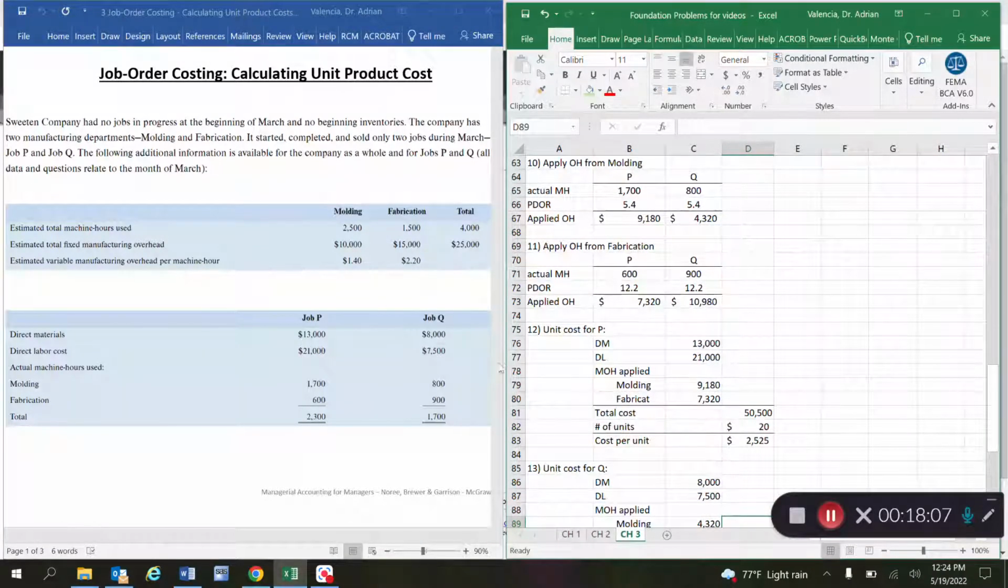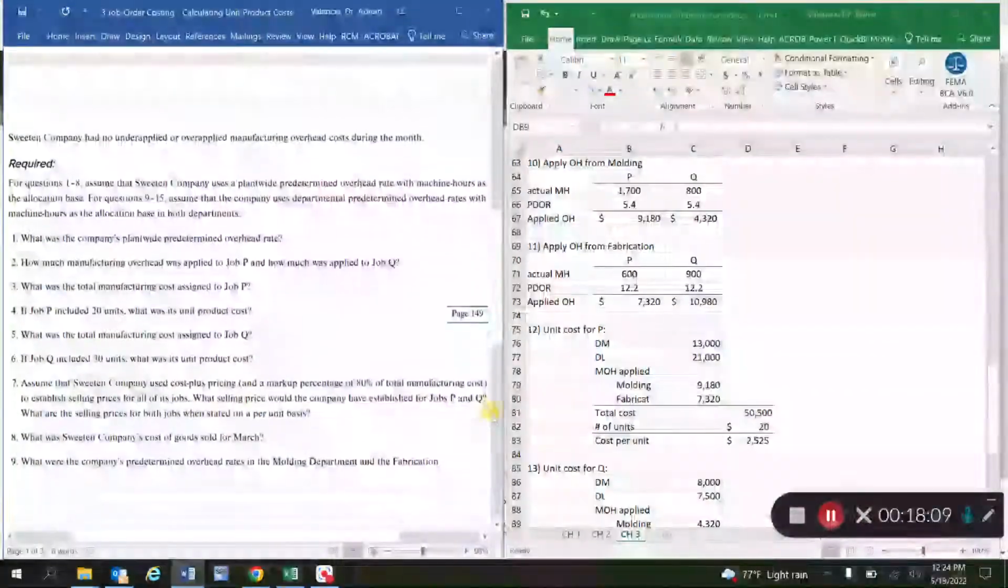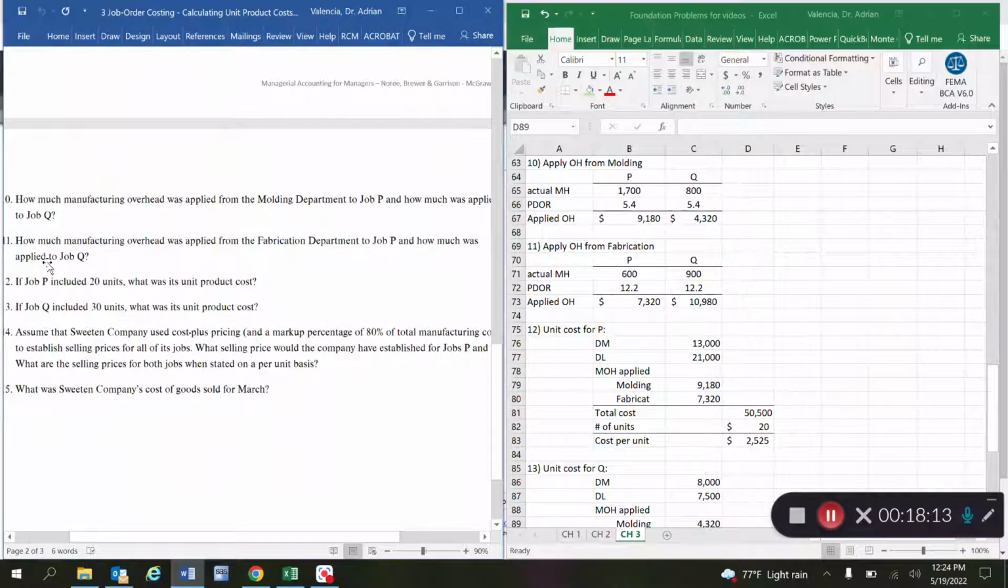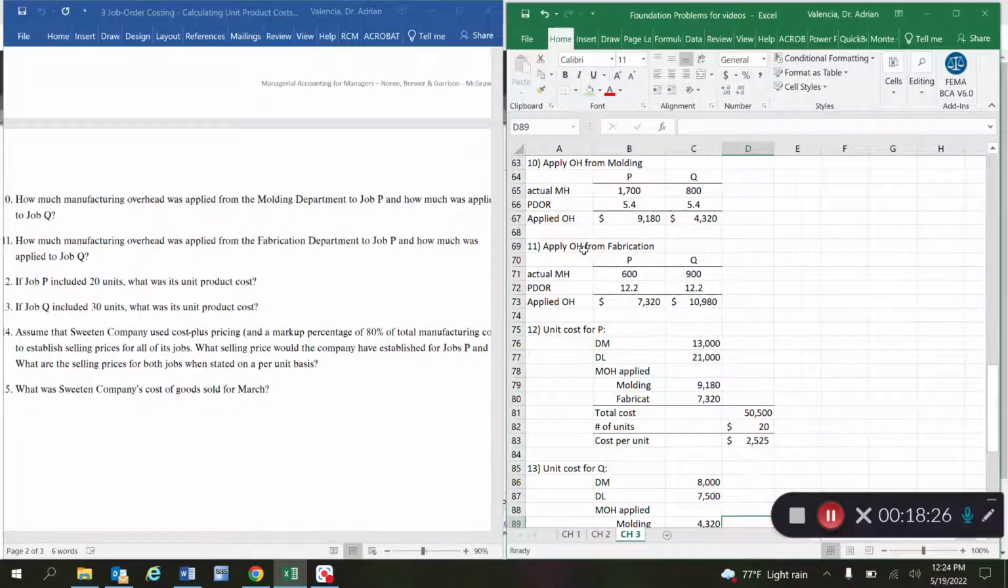And then question 11 is regarding the other department. How much overhead is applied based on the other department? Here's 11. How much manufacturing overhead was applied from the fabrication department to job P? Okay, and also for job Q. So when we go in here, that's 11.